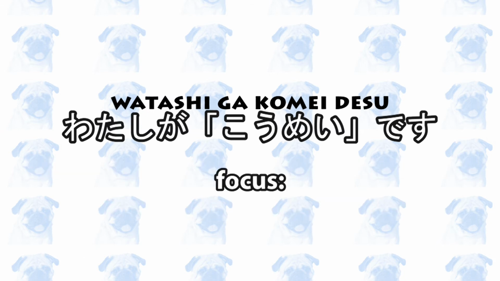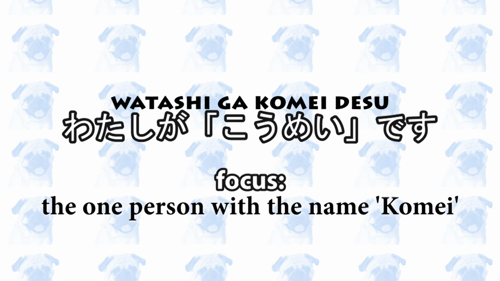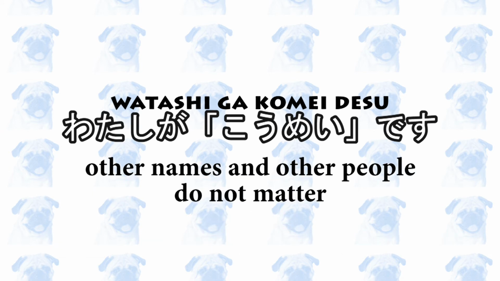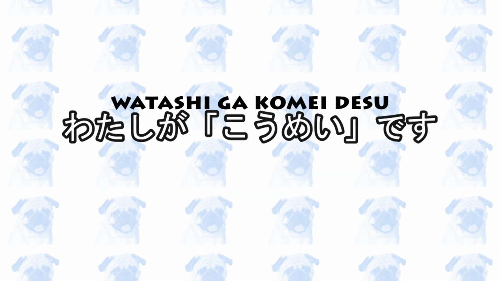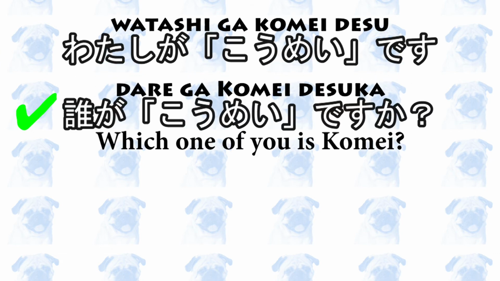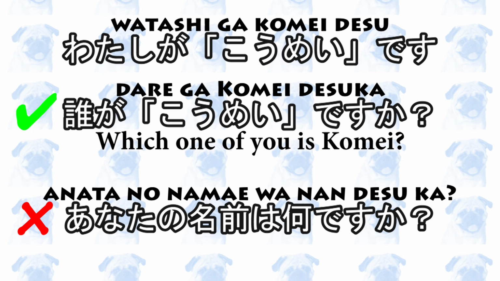So the focus of this sentence is on the one person who has this name, and the purpose of this sentence is to establish who has the name koumei. We don't care about other names, and we don't care about other people. For this reason, this sentence would be an appropriate response to the question, "Dare ga koumei desu ka?" or "Which one of you is koumei?" rather than "Anata no namae wa nan desu ka?" or "What is your name?"